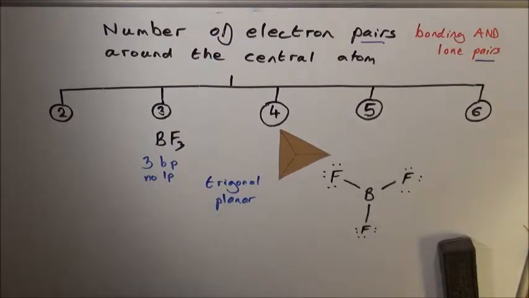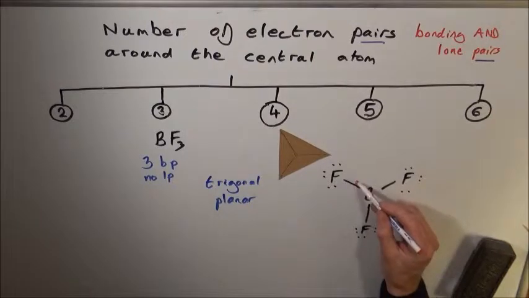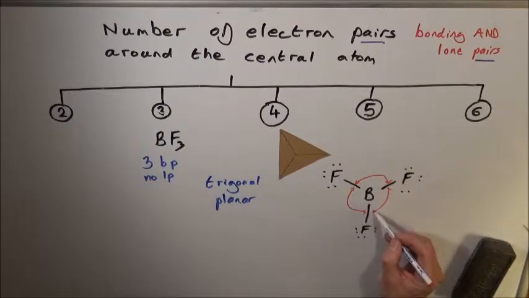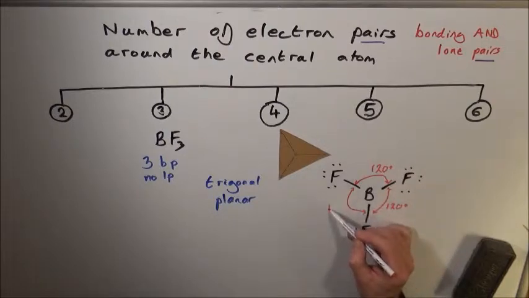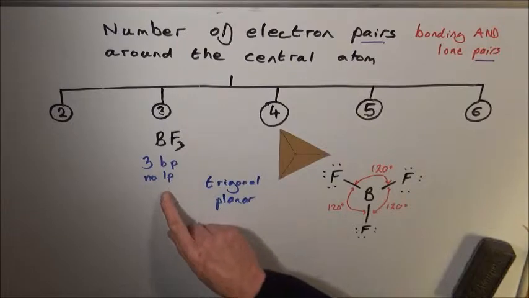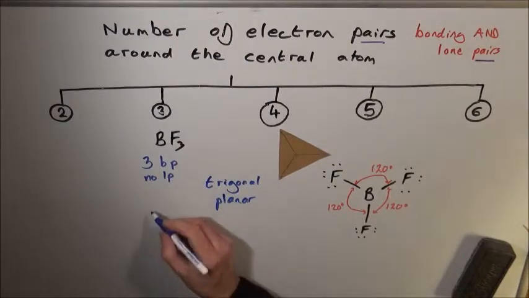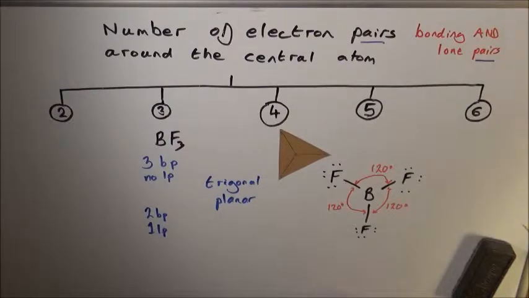It's basically, if you imagine you've got a pizza or a cake and you're dividing it into 3 equal slices, then 360 degrees divided by 3 gives you 120 degrees. So the bond angle is 120 degrees. Now with this one, it is possible to come down the family and have 2 bonding pairs and 1 lone pair. So you might find some strange ions in exam questions such as that.